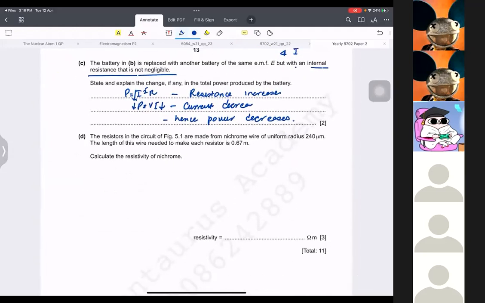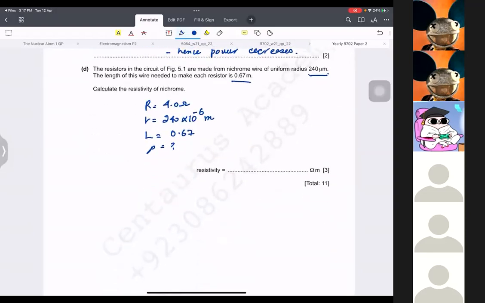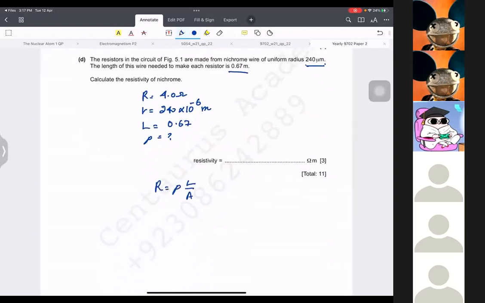Now, it says the resistors in the circuit are made from nichrome wire of uniform radius. The length of the wire needed to make each resistor is given. Calculate the resistivity of nichrome. Now, the resistance is 4 ohms, we know. The radius is 240 times 10 raised to power minus 6, and the length is 0.67, and we want to find resistivity. So how do we do this? R equals rho L upon A. 4, length is 0.67, and cross-sectional area will be pi times 240 times 10 raised to power minus 6, whole squared. That's pi r squared, right?